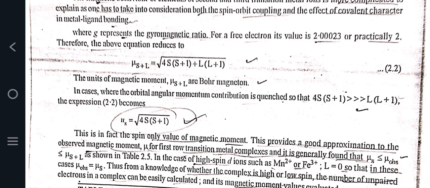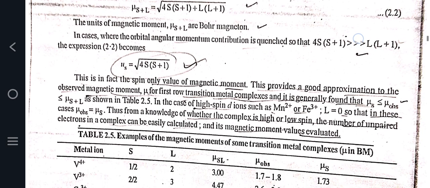This is the spin-only value of magnetic moment. This provides a good approximation to the observed magnetic moment mu for the first row transition metal complexes, and is generally found to be mu(S) is less than or equal to mu(obs), less than or equal to mu(S+L), as shown in table 2.5. In the case of high spin d5 ions such as Mn2+ or Fe3+, L is equal to 0, so that the electrons in the complex can be easily calculated and the magnetic moment value can be evaluated.